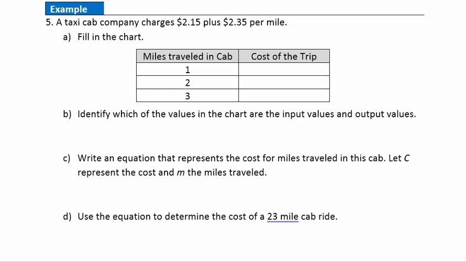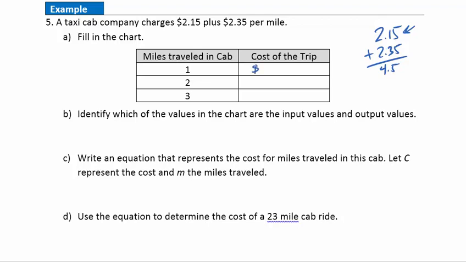Example 5. A taxi cab company charges $2.15 plus $2.35 per mile. First thing we're asked to do here is fill in the chart about the cost of the trip. So here we have them traveling 1 mile in the cab, and we want to know the cost of that trip. To do that, we're just going to take $2.15 plus $2.35. Notice, right when you get in the cab, you get charged $2.15 no matter what, and then every mile after that you drive, you get charged $2.35. So we'd add that up.